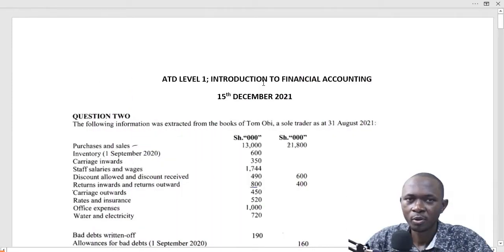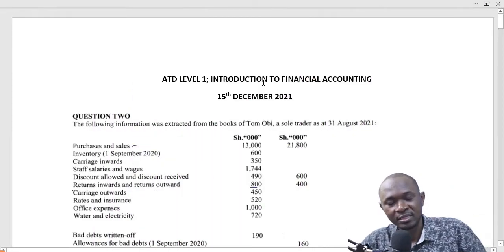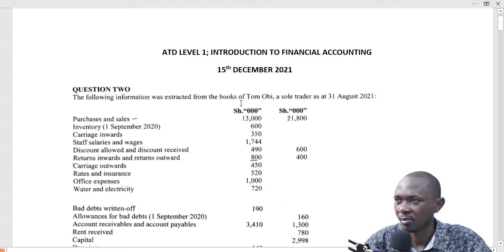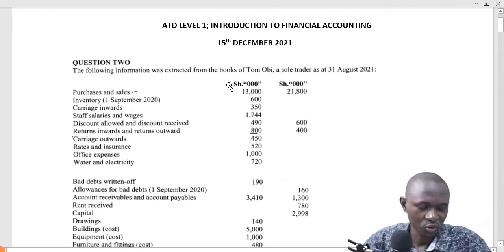So welcome, good people. We want to discuss an ATD Level 1 Introduction to Financial Accounting paper. This is a December 2021 sitting question, the paper that was done on 15th of December 2021. So this is question 2.